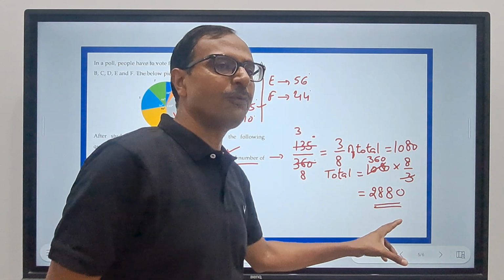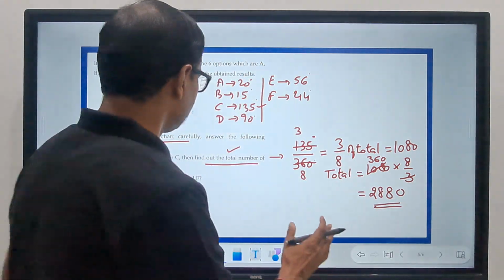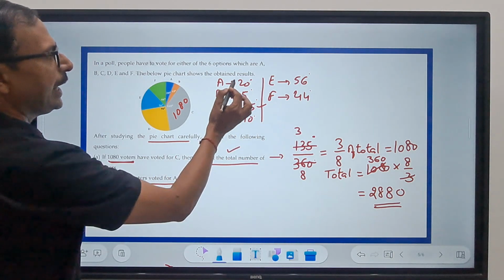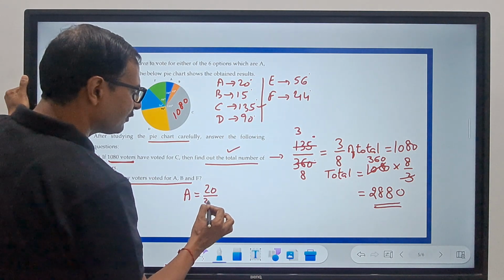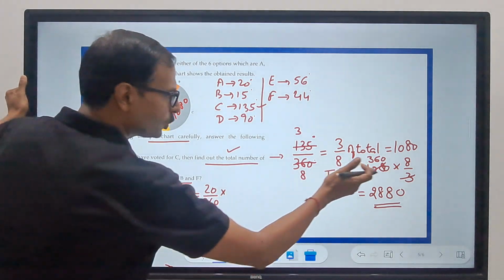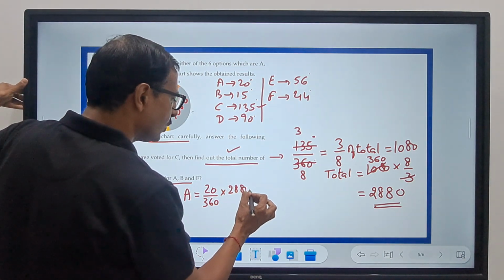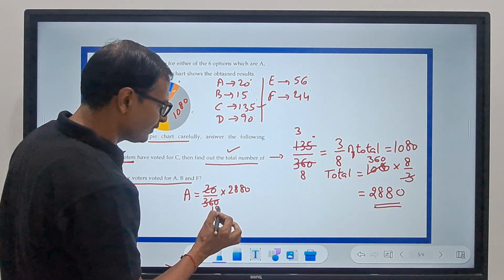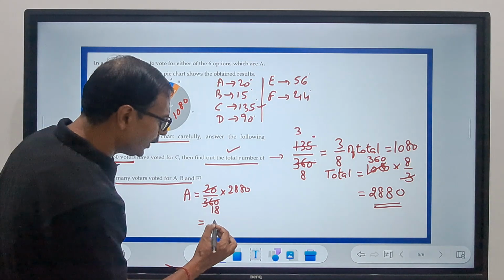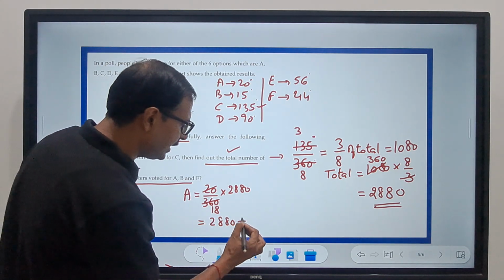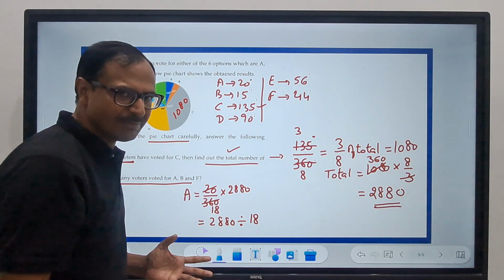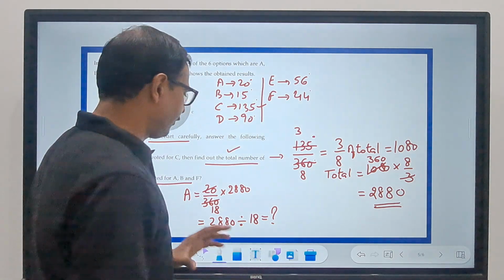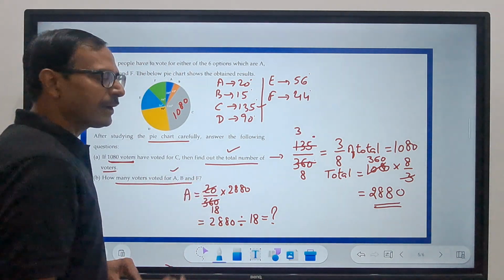Now, knowing the total number of voters, it is very easy for me to find the number of voters for A, B, F. For A, the angle is 20 upon a total of 360. Just multiply that by the total number of voters, 2880, and you will have an answer. So 20 cancels this 18 times, and now you can divide 2880 by 18. I'll leave that for you because that's pretty easy to do. And you can tell me the number of voters who voted for A.